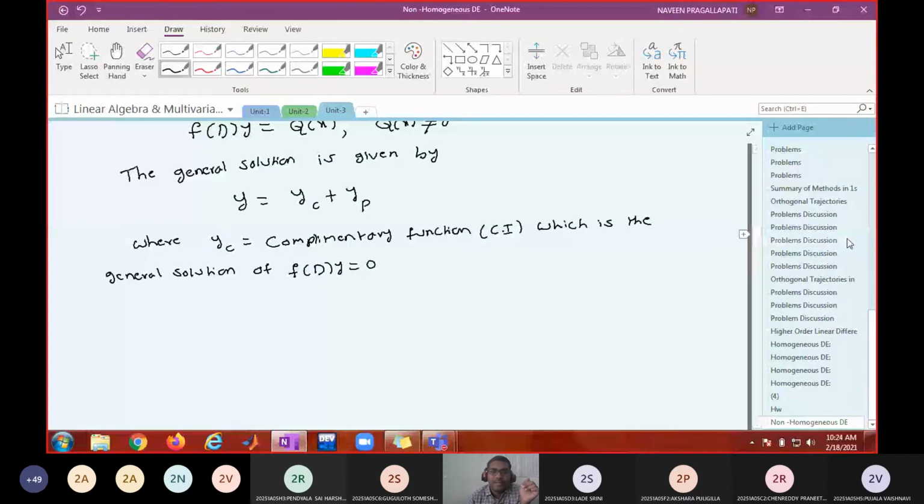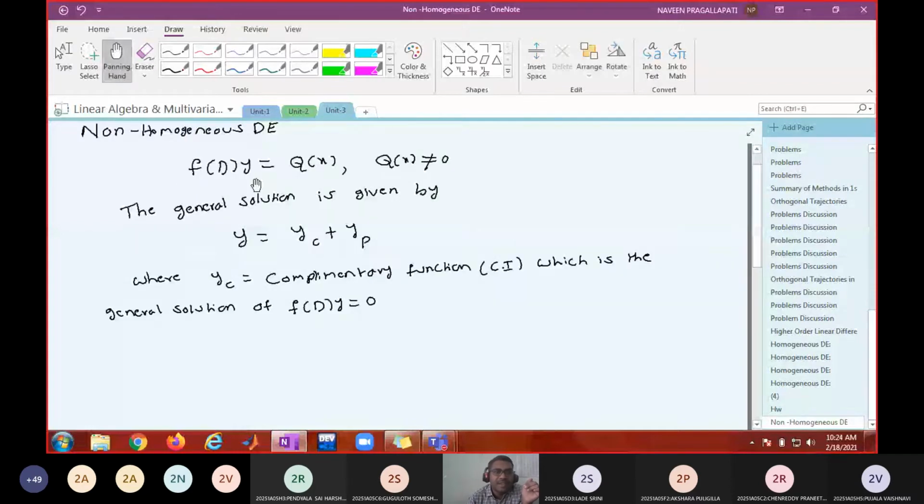What is given is f of D of y equal to q of x. Then you consider f of D of y equal to 0 and find its general solution. That general solution we will call yc, which is called the complementary function. Complementary function CF, not CI, CF.